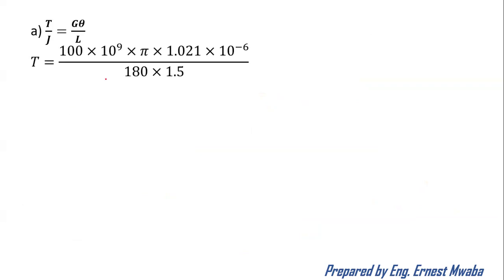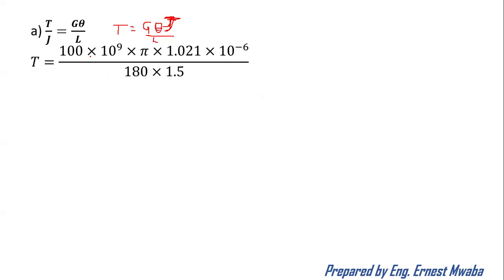So making T the subject of the formula from here, because the torque is what you're looking for, T is equal to G theta J over L. Excuse my handwriting, it's not a power, it's basically just a factor. It's on there. So G theta J over L. So T is what you're looking for.